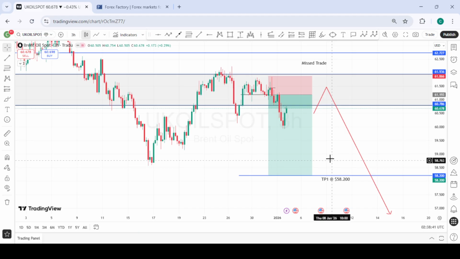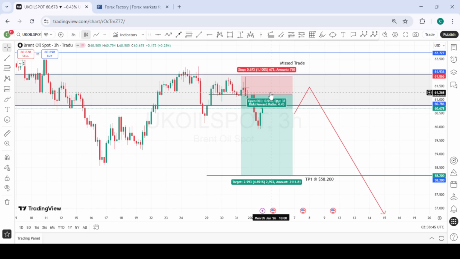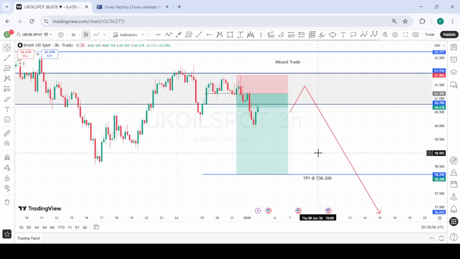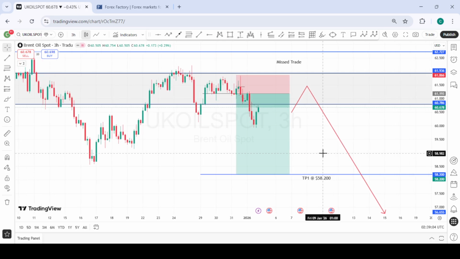So we were not able to catch this trade, and we missed out on it. And should price pull back to the entry, we would take the entry once again with the same SL and target this TP we have here. Looking at the current tension between the US and Venezuela, we might have some impact on crude oil, so let's be on the lookout for that as well.